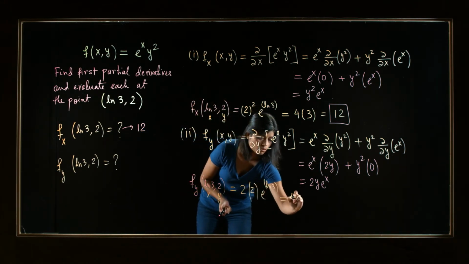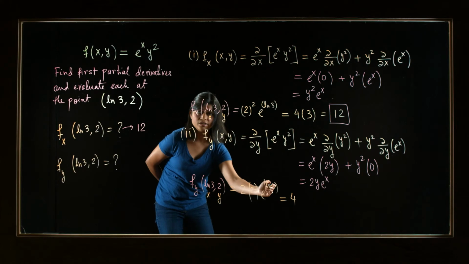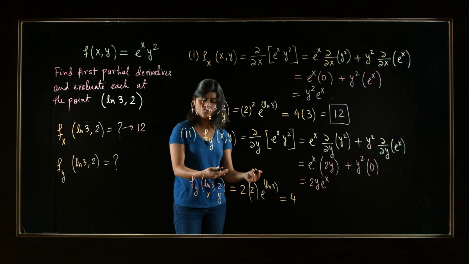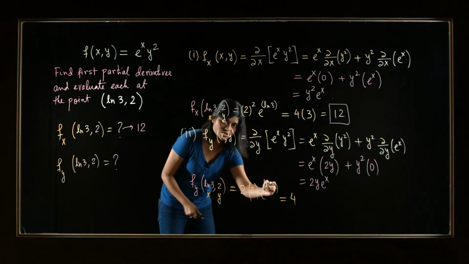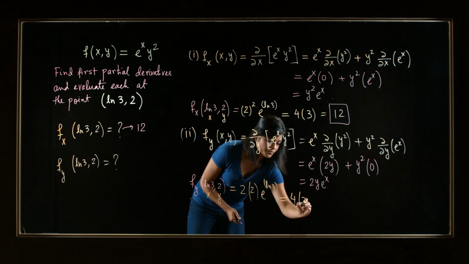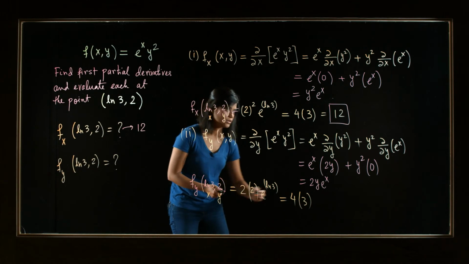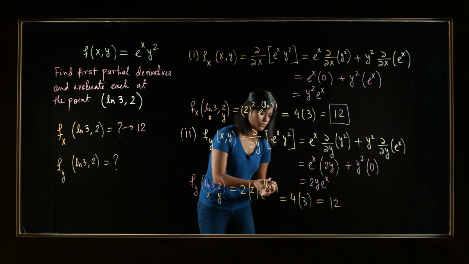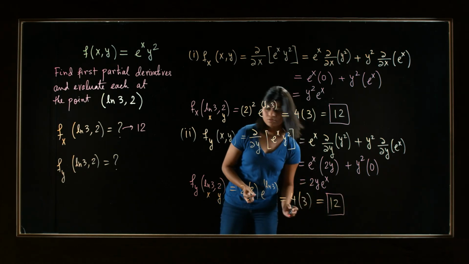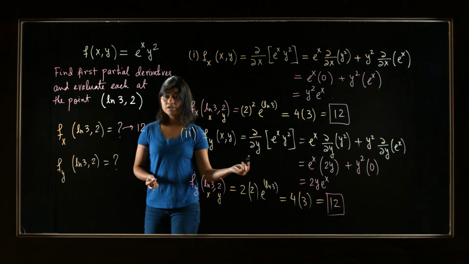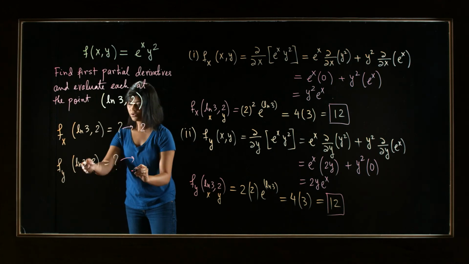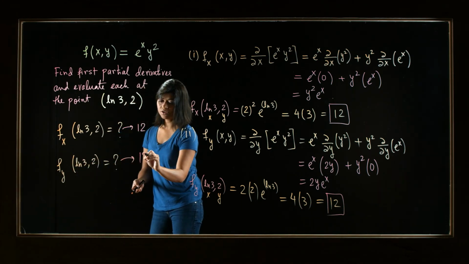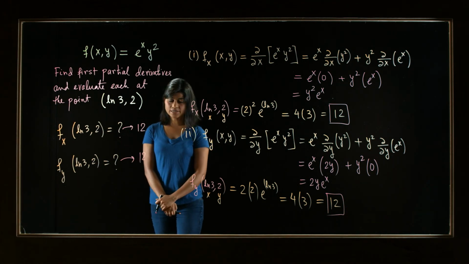Okay, so let's simplify that. 2 times 2 is 4. And e to the natural log of 3, remember again, because of the inverse property of the exponential and natural log functions, they cancel each other, and you end up getting 3. And therefore, 4 times 3 is 12. So the answer for the second part is also 12. So the partial with respect to y at this point is 12 as well. So that completes the problem.